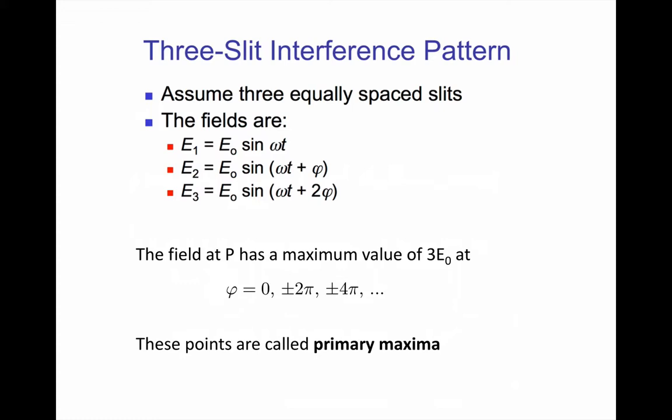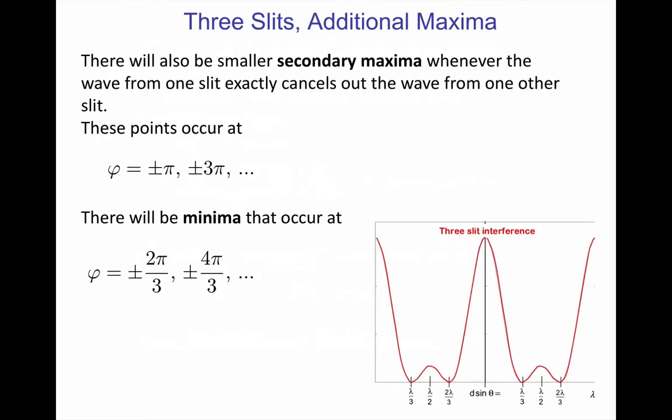We won't work through it, but what you find is that there are 2 levels of maxima now. The highest points are called primary maxima, and they occur at phase differences that are multiples of 2 pi. But there will also be smaller maxima called secondary maxima in between the primary ones. They occur for phase differences of odd multiples of pi.